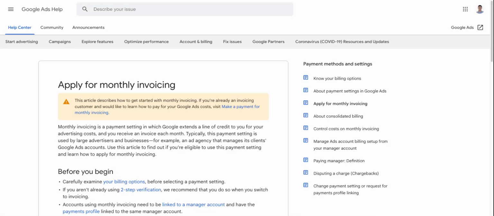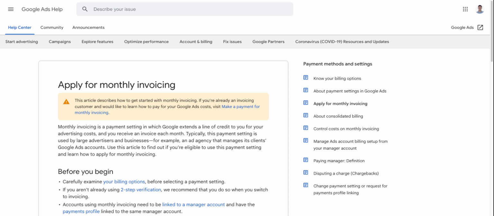In this short video, I want to discuss whether or not you can pay your Google Ads costs via monthly invoicing. As you're probably aware, the default option for paying Google Ads is that you set up your account and you put in a debit or credit card and you pay your ad bill on a monthly basis on your billing date or when you hit your billing threshold, whichever comes first.